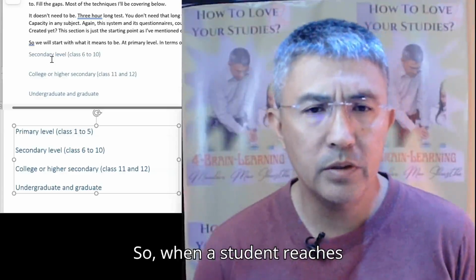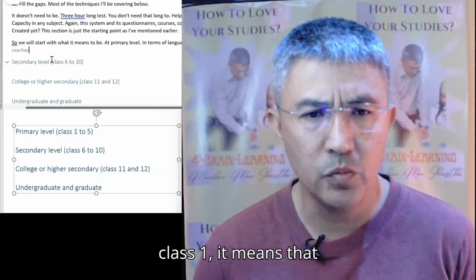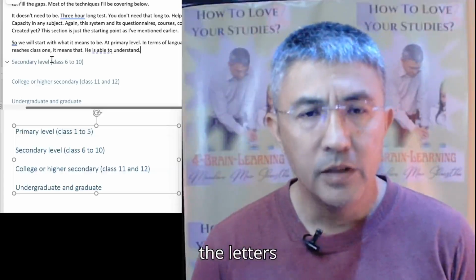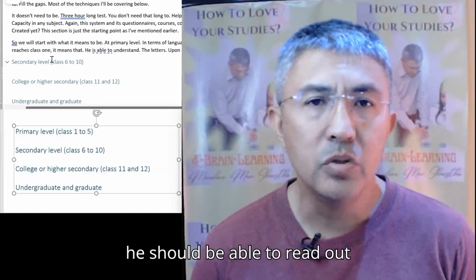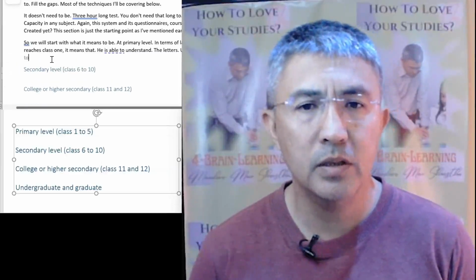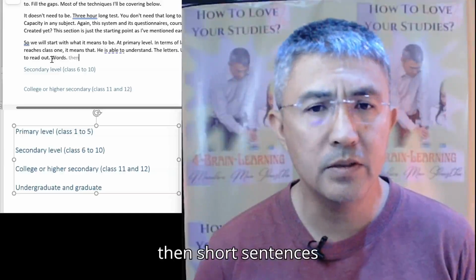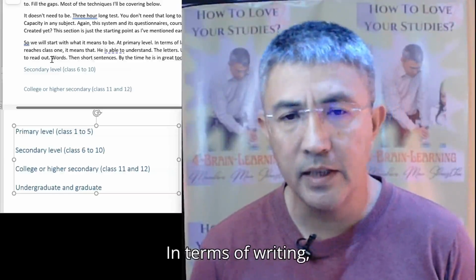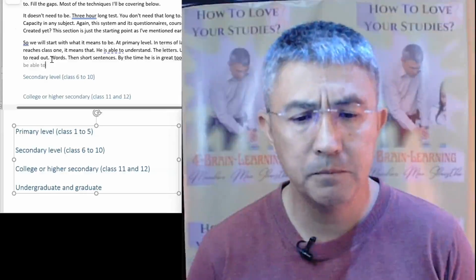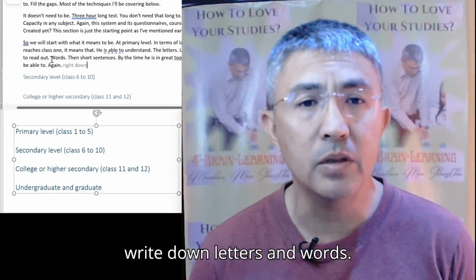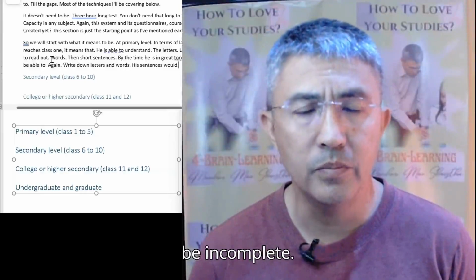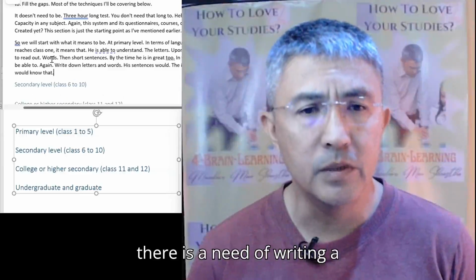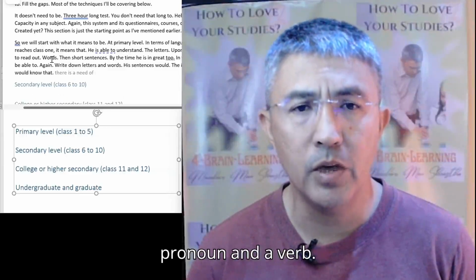So when a student reaches class 1, it means that he is able to understand the letters upon reading. He should be able to read out words, then short sentences by the time he is in grade 2. In terms of writing, he should be able to, again, write down letters and words. His sentences would be incomplete. However, he would know that there is a need of writing a pronoun and a verb.